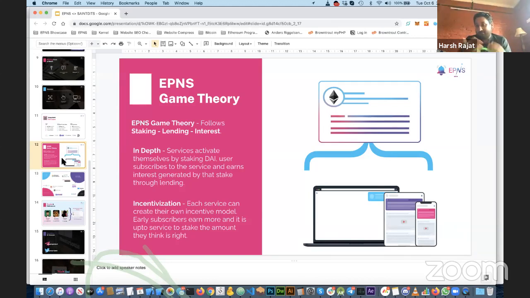So what we do is when these services stake their crypto, we lend it out through one of the DeFi protocols, which is Aave, and in essence that starts generating interest.